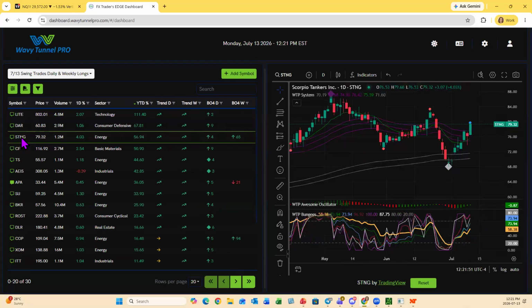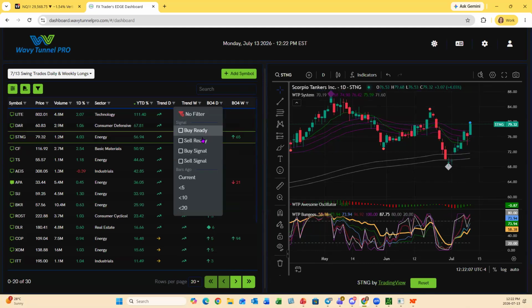Here's an energy one. It's up 56%. So this is another one. It occurred 4 candles ago where we went above the filter. When you have an up arrow, that indicates, here, I'm going to show you, that indicates a buy signal. So we have buy ready, sell ready, buy signal, sell signal.